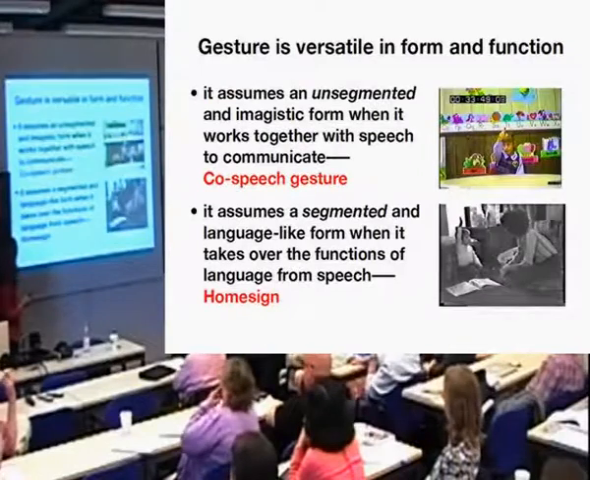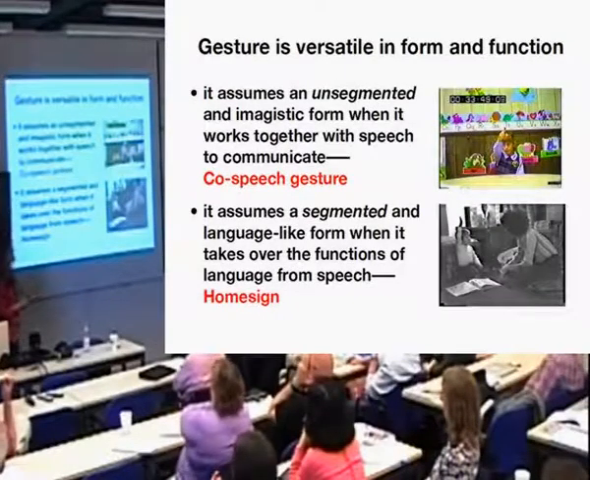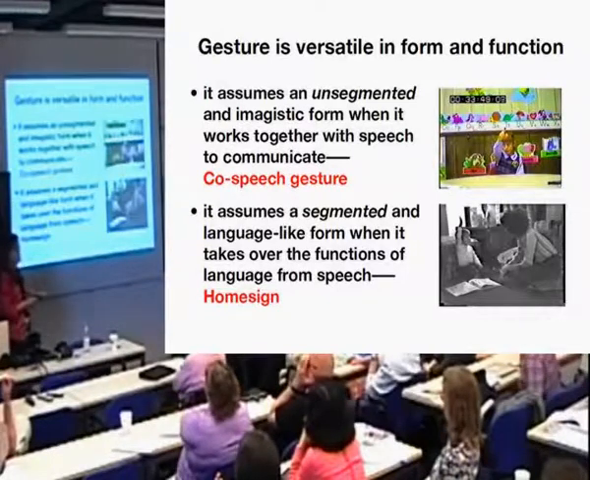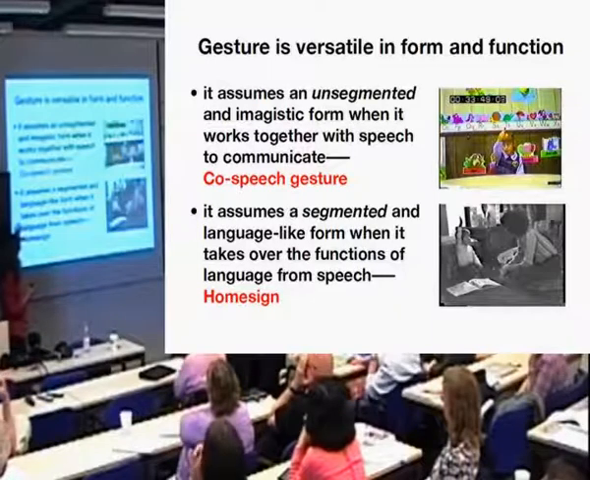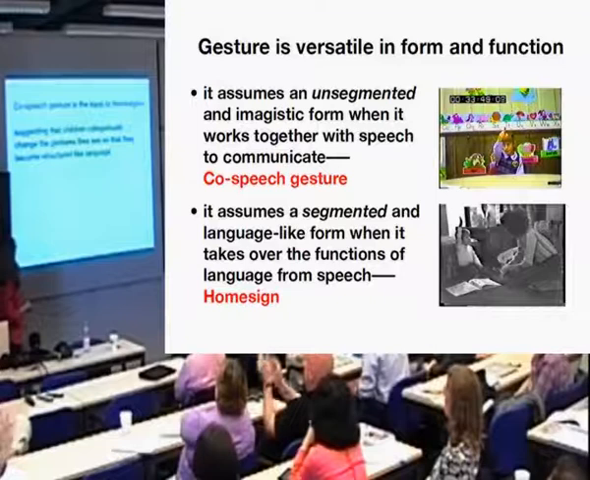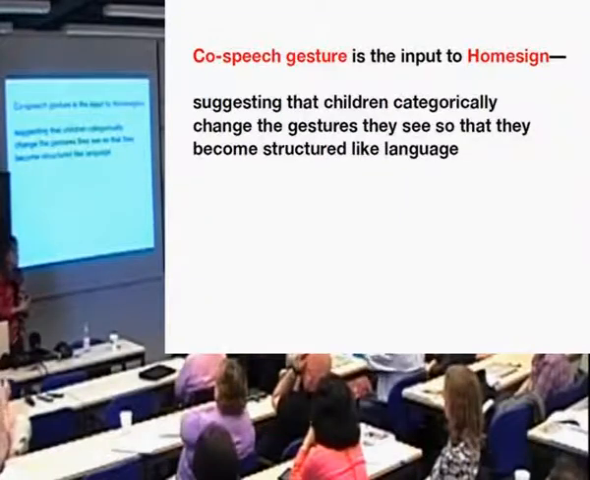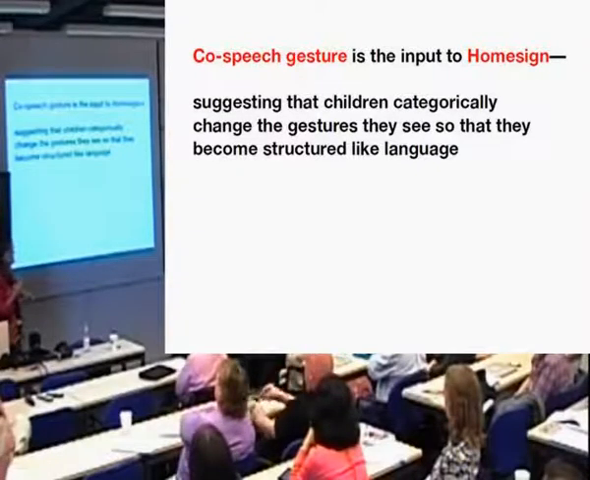Okay, so just to summarize, gesture is versatile in form and function. It assumes this unsegmented and imagistic form when it works together with speech. That's co-speech gesture. But it assumes a more segmented and language-like form when it takes on other functions, and that's the home sign. What's interesting is that co-speech gesture is the input to home sign, and that's the point I really want to drive home. So it suggests that these kids are categorically changing the gestures that they see.